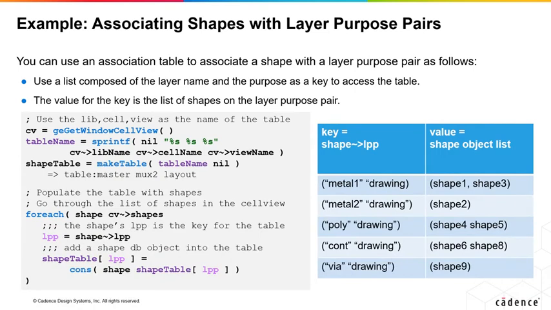So here, for example, we're going to make our table. We're going to make the table name from the cellview's lib name, cell name, and view name using sprintf to create that string. Then we'll call makeTable, give it the table name with our lib, cell and view, have the default entry be nil, and assign that to shapeTable. So you see we've created a table. We don't have any data in it yet, but we've just created it at this point.